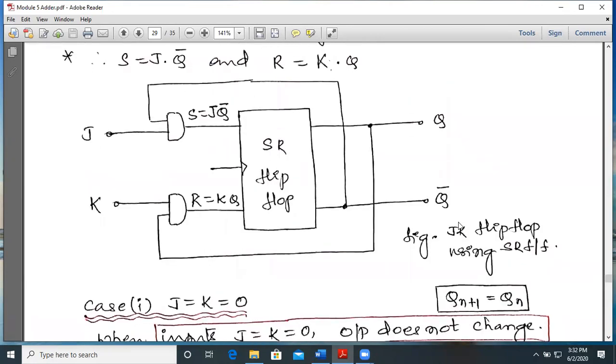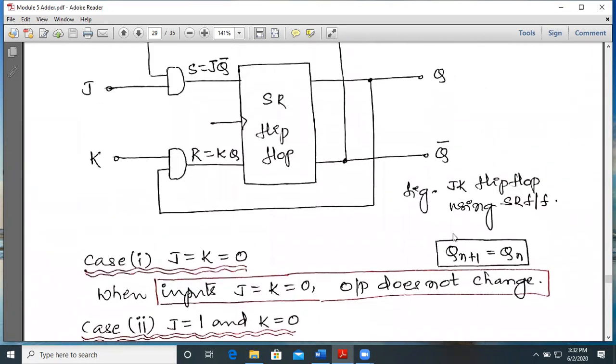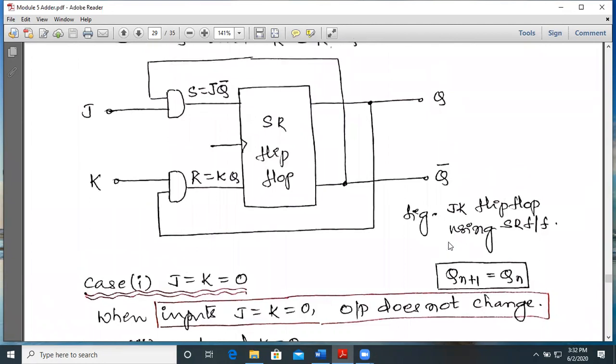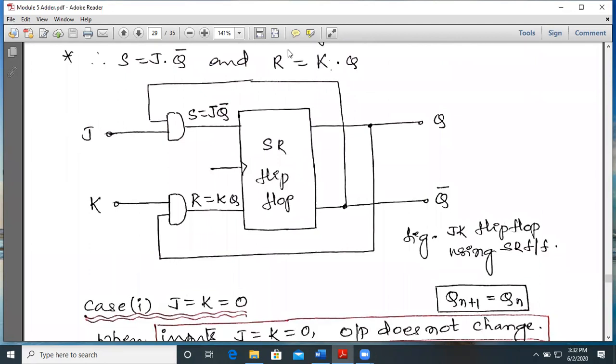Now in the same manner, we need to do the analysis for other cases also. Let us move on to see for J is equal to 1 and K is equal to 0. So now let us take J is equal to 1. Here J is equal to 1 and K is equal to 0. With only this much, we cannot do the analysis. With J is equal to 1 and K is equal to 0, it is not possible to do the analysis.